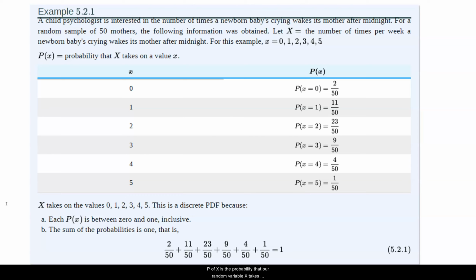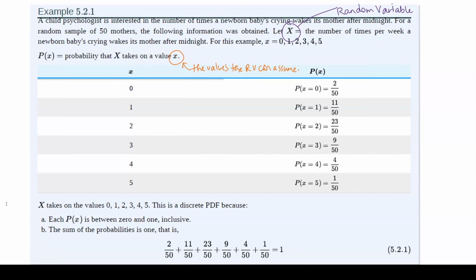P of X is the probability that our random variable X takes on a value of lowercase x. Don't let the capital and the lowercase x's confuse you. The capital X is what we call our random variable. So capital X is our random variable that can take on various numerical values. The lowercase x represents the values that the random variable can assume, the values the random variable could be. Some textbooks actually just call that column capital X instead of lowercase x, so you may see that in other textbooks as well.